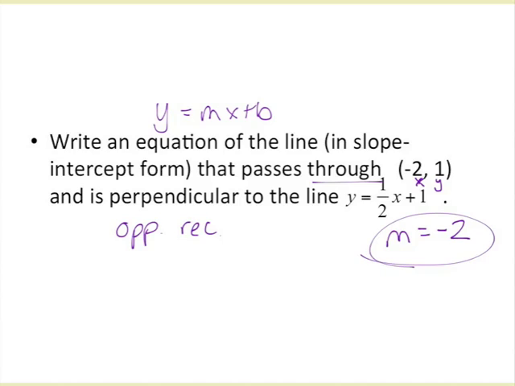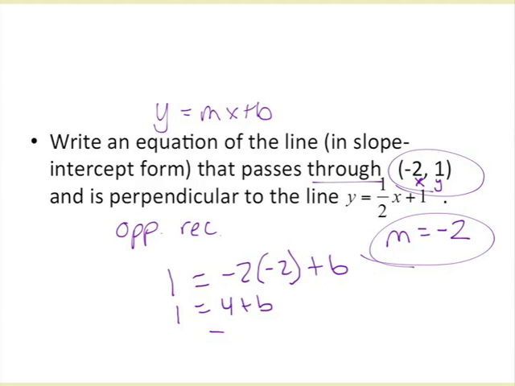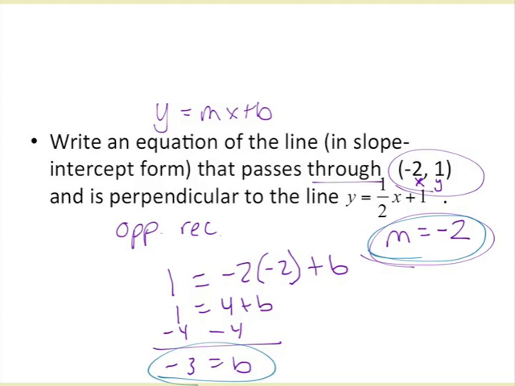So I'm going to use a slope of -2 and the given point and plug them in. 1 equals -2 times -2 plus b. Multiplying gives 4. Subtract 4 from both sides gives -3. And our final answer needs the b and the m plugged into the equation. y equals -2x minus 3. Questions?